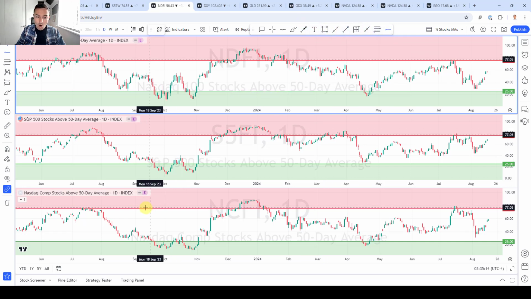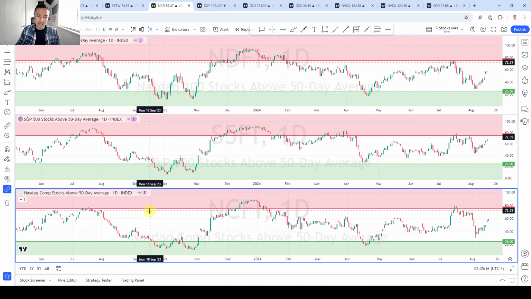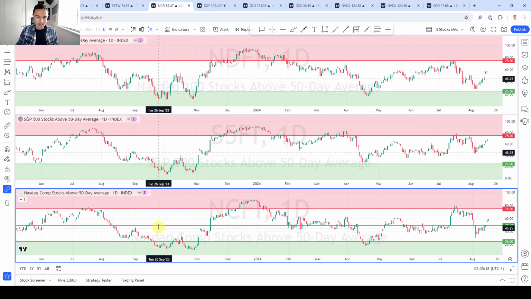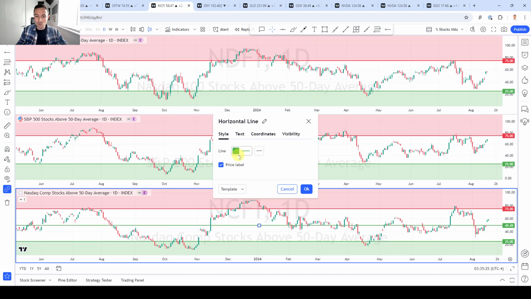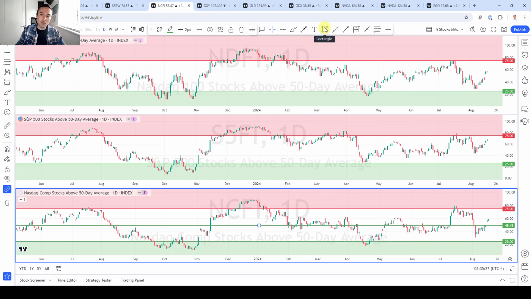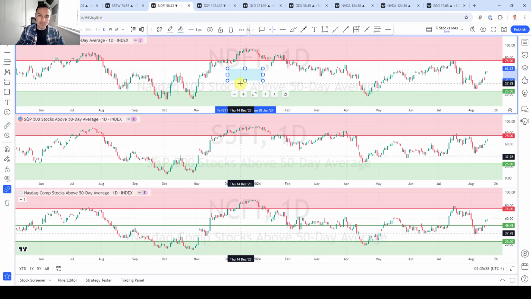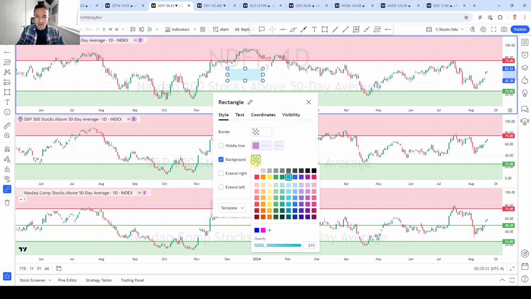If you go and get a horizontal ray like this, or you can get another ray like this one here. This one, I press Alt-H, a horizontal ray. You can then set it to the price level. You can change whatever color you want, and then if you go and get your rectangle like this, stick your rectangle in like this, change the background to red or green or whatever colors you want.